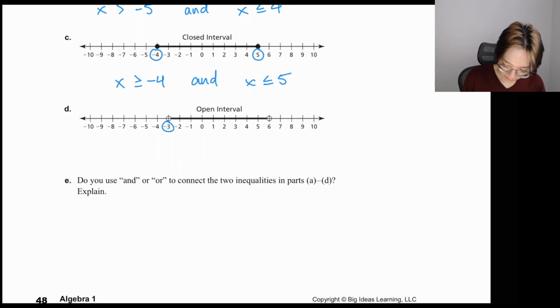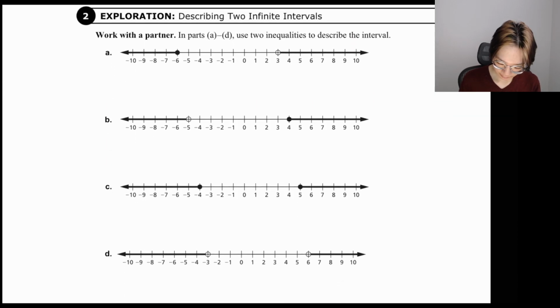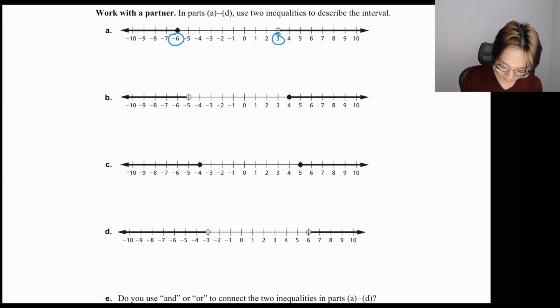For D, we have negative 3 and 6. So we have x is greater than negative 3 and x is less than 6. Now for these next ones, these ones are probably easier to see exactly what they are. Still same exact steps. We have negative 6 and we have 3. We're going to start at negative 6. It's equal to, because it's a closed dot.